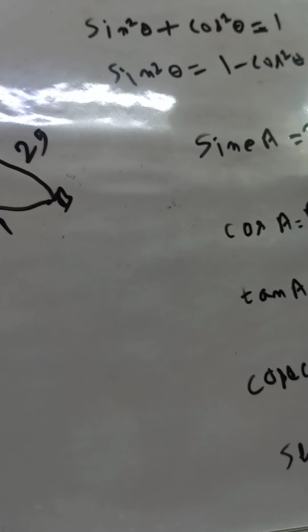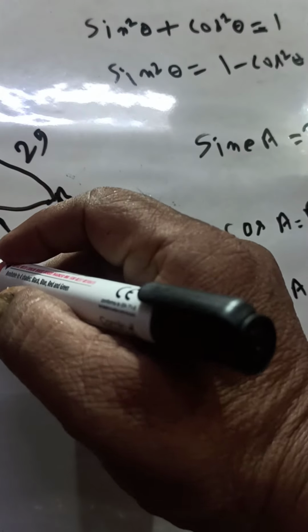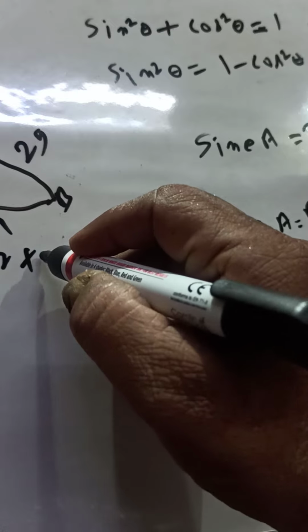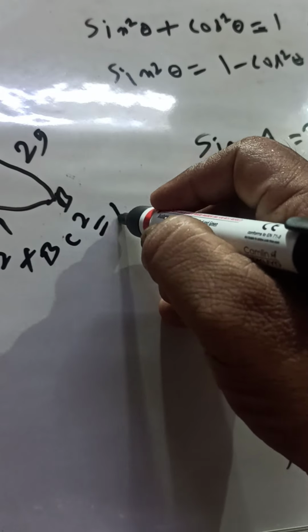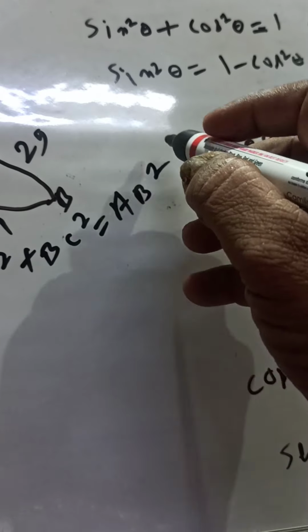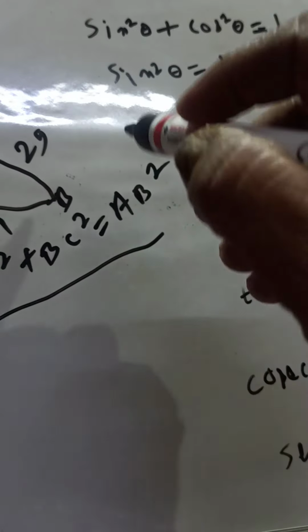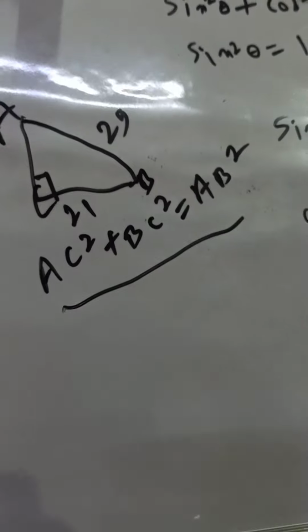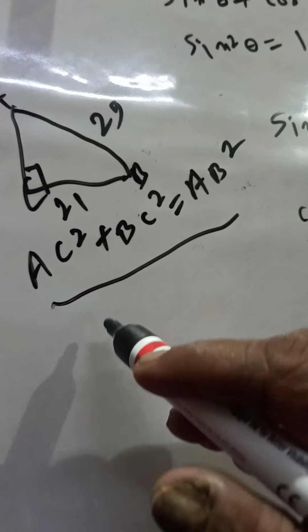Cos square theta plus sin square theta. Cos square theta minus sin square theta. Then AC is equal to root over AB square minus BC square. This is a right triangle, so what happens? AC square plus BC square is equal to AB square. Hypotenuse, you have known in geometry already. I have already told you previously.